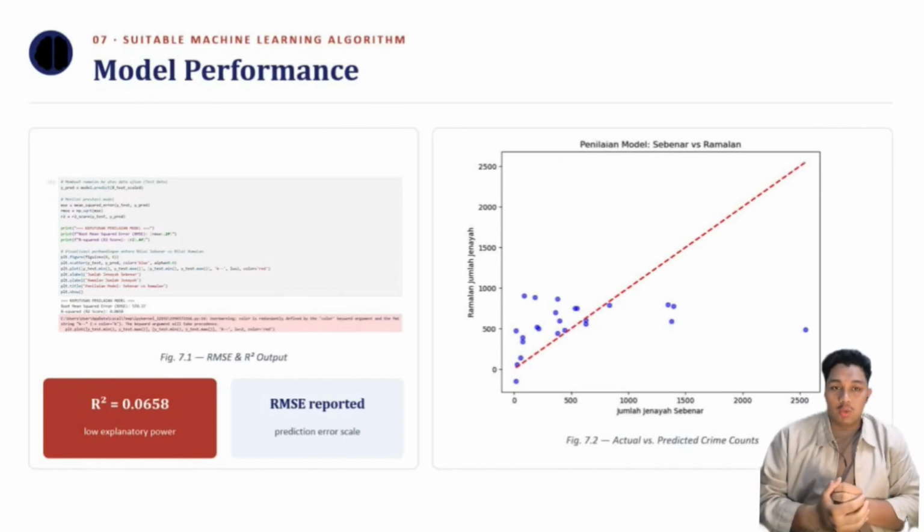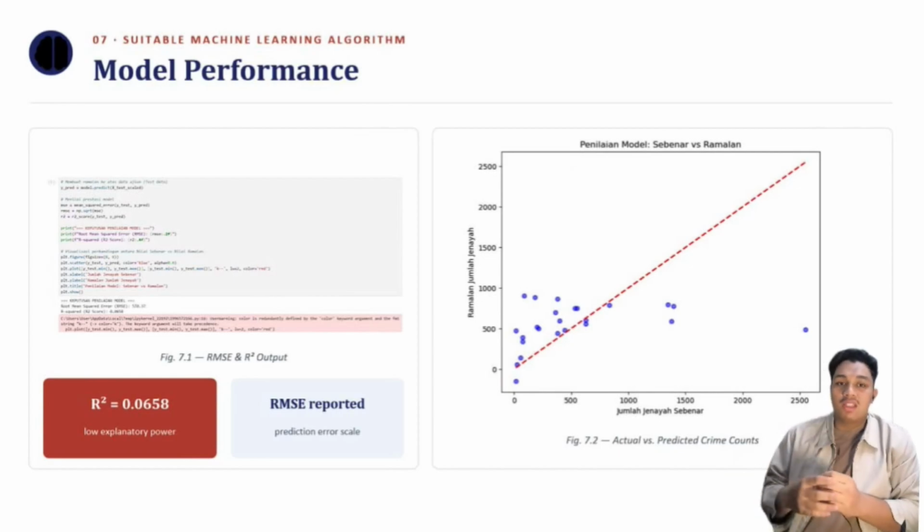Now, for our model's actual performance, our root mean square error, or RMSE, was 570.37, and our R-squared score came out to 0.0658. On the right, you can see our actual versus predicted crime counts plotted together. The red dashed line represents a perfect prediction, and you can see our model's predictions in blue, which don't follow that line very closely. This tells us the model's explanatory power is quite low, which is actually an important finding. It's not just a weak result.